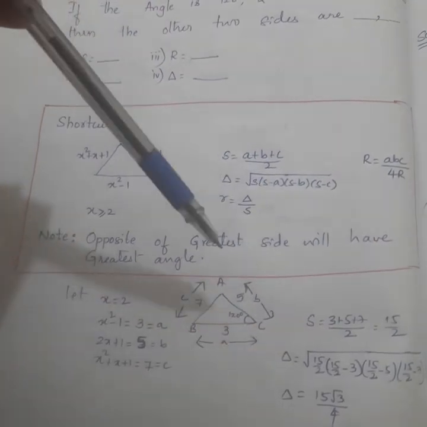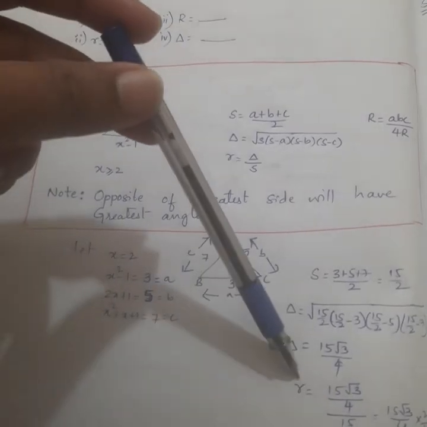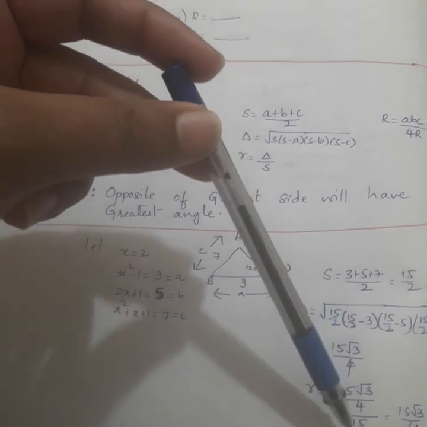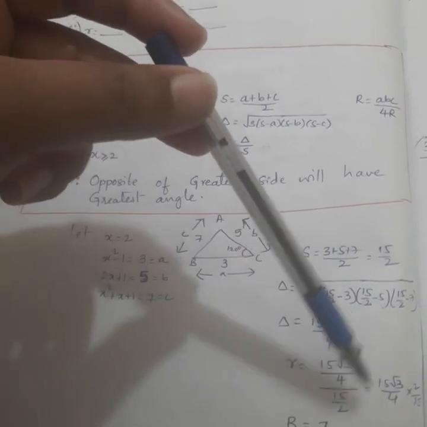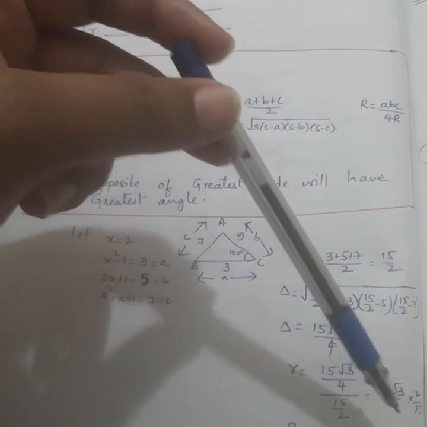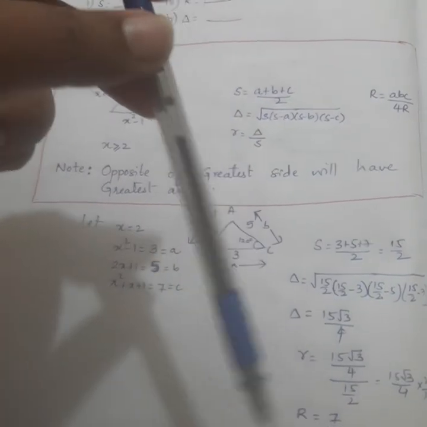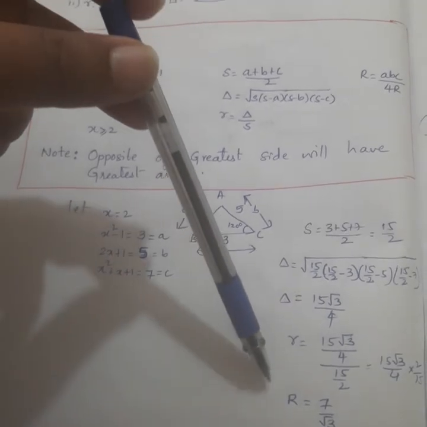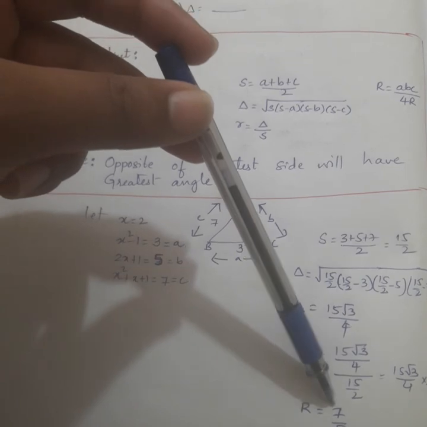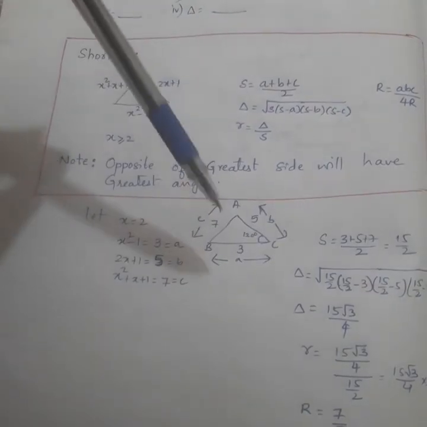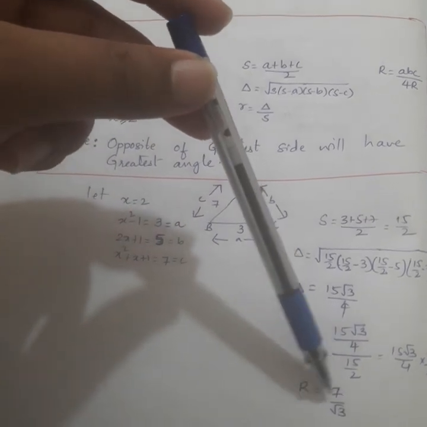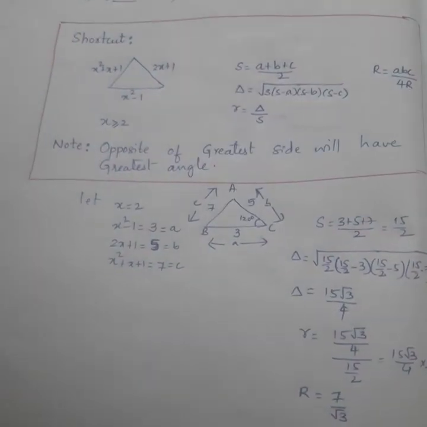Then another value is small r. Small r value is nothing but delta by s. So delta value is nothing but 15 root 3 by 4, and s value is nothing but 15 by 2. Upon solving that, I am getting 15 root 3 by 4 into 2 by 15. So that will be my r value, sorry. Then I will be getting capital R value. Capital R value is nothing but abc by 4 delta. So I am getting capital R value as 7 by root 3 will be the answer to this question.